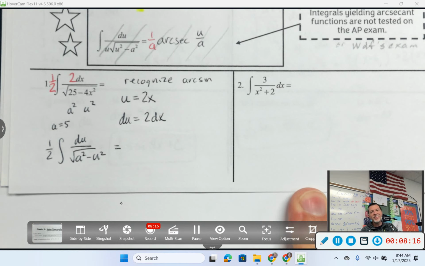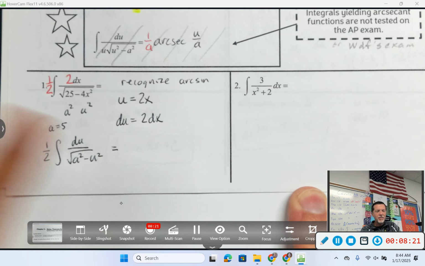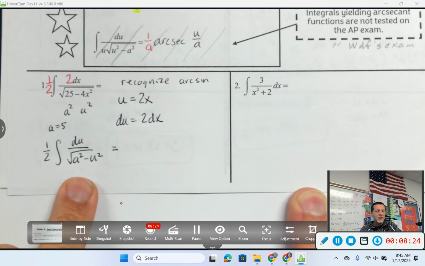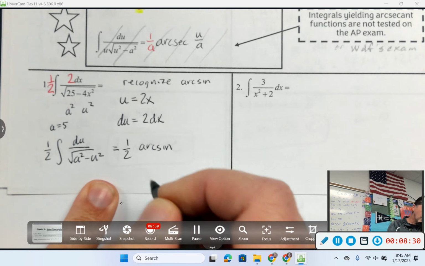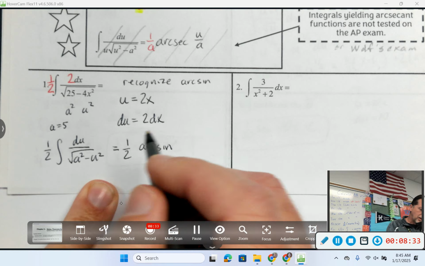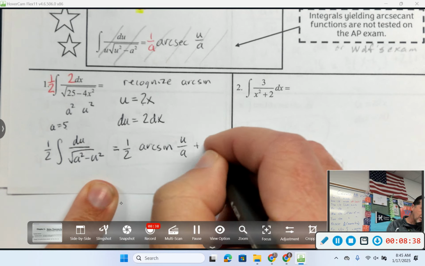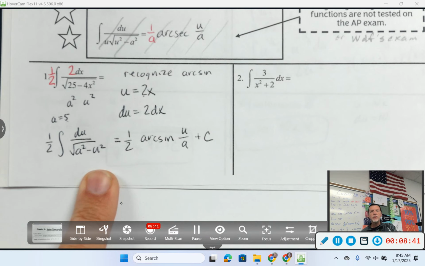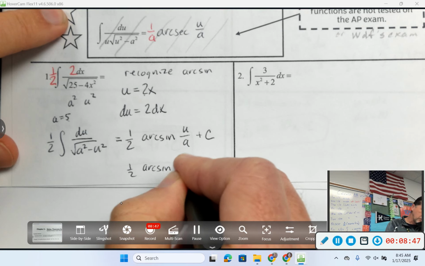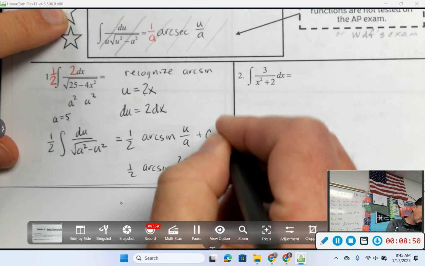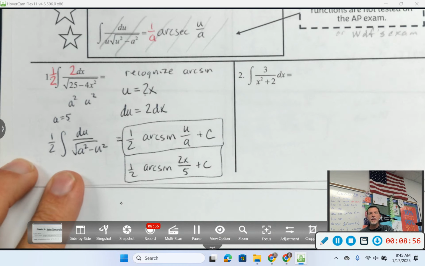And now it matches exactly the arcsine. So initially we recognized it as arcsine just because of the square root and the minus, like we could see what was going on. Now we've cleaned it up and it's exactly arcsine. So 1 over 2 arcsine. I guess I could just say u over a, as long as I've said what u is and what a is, it'd be good. Multiple choice is certainly going to replace u and a. But if you've told me what u and a are, then you can leave the u and the a in there.